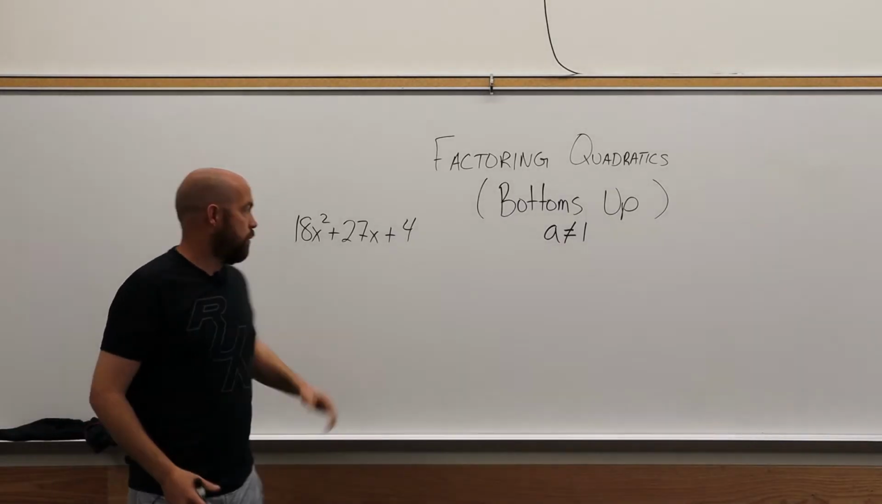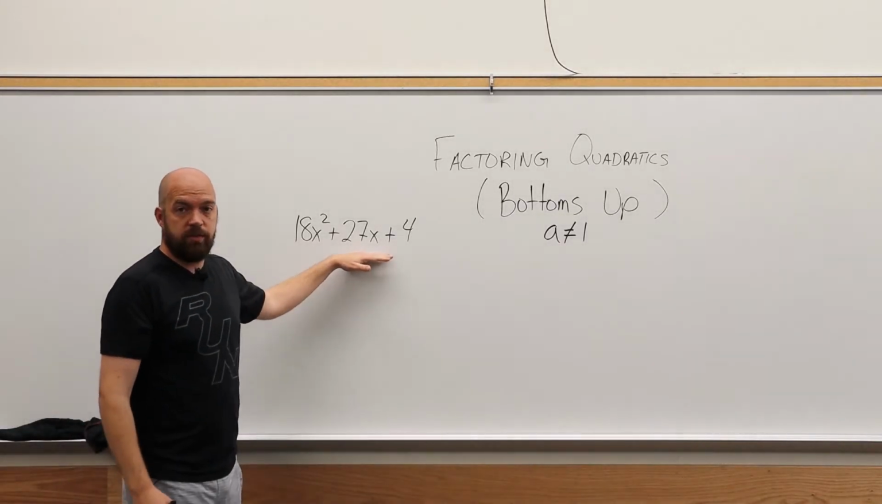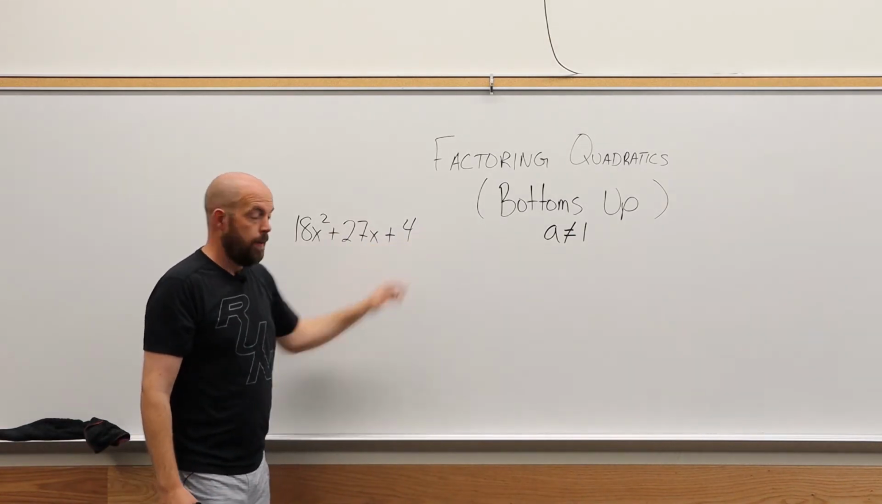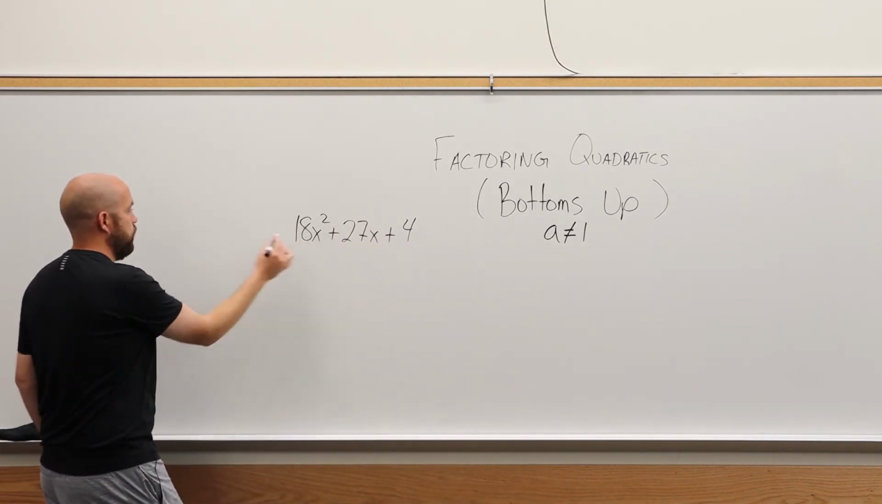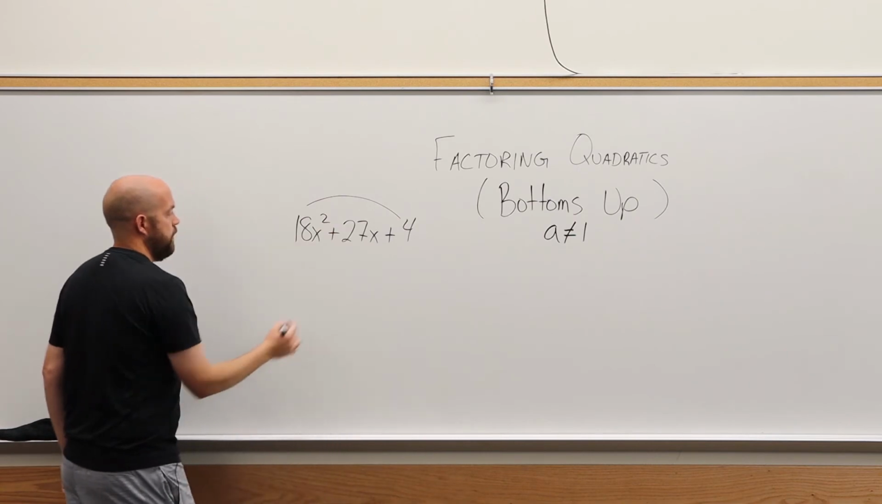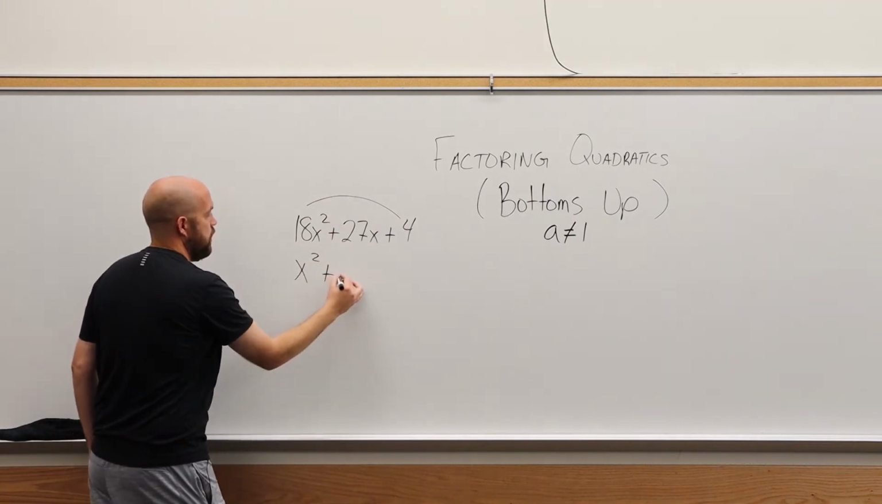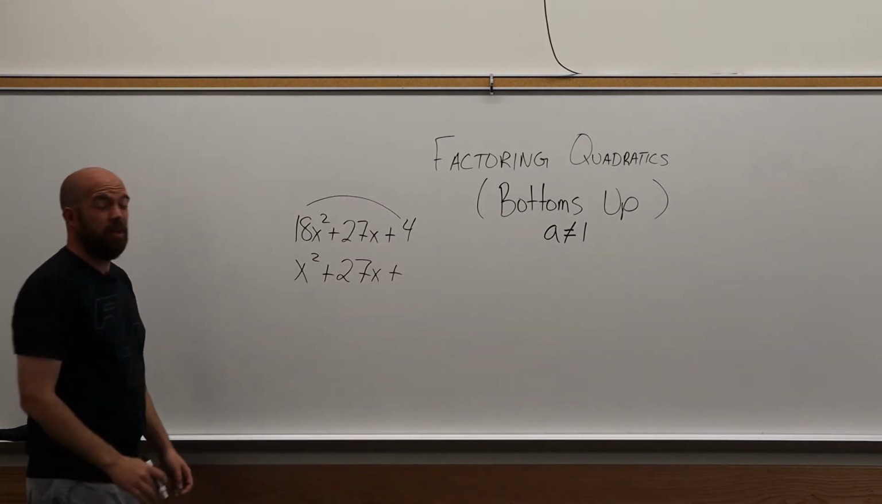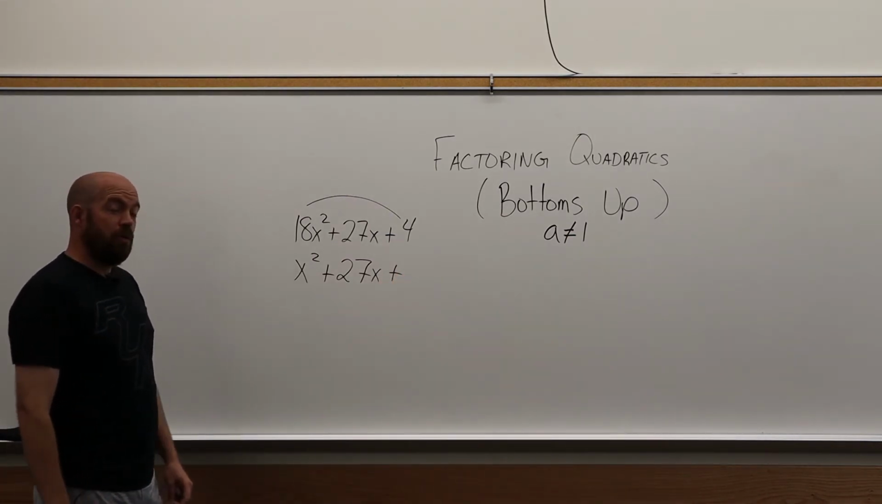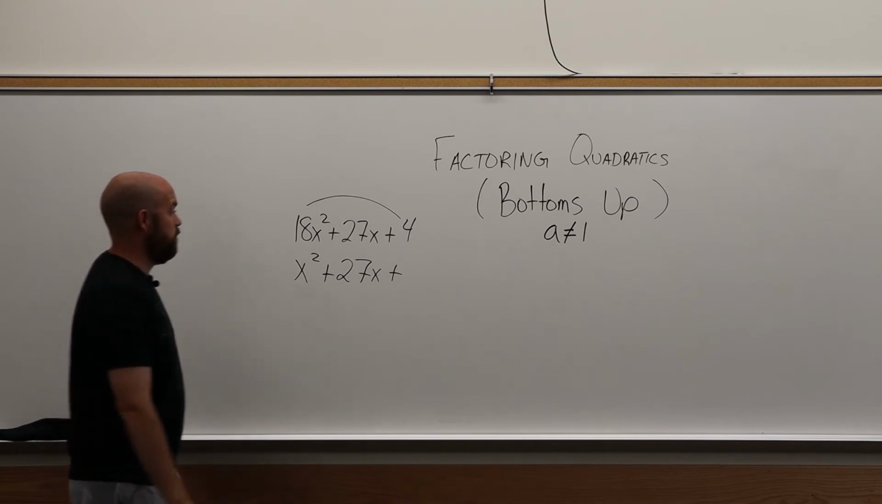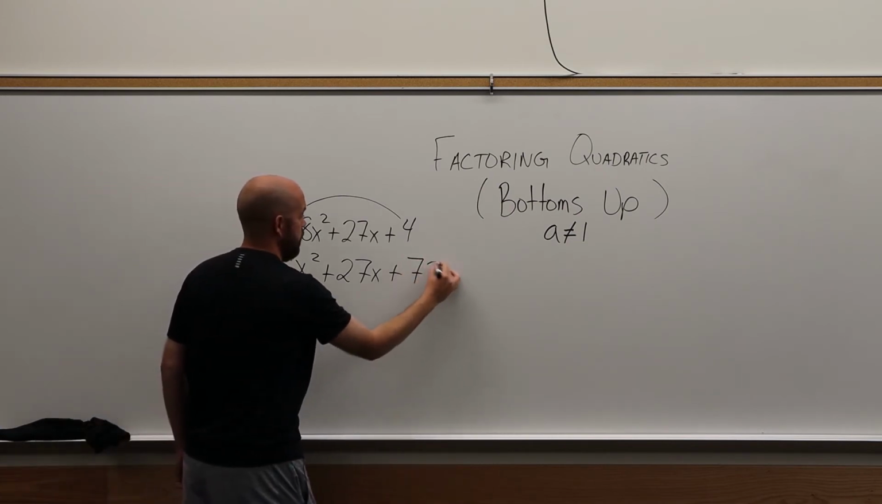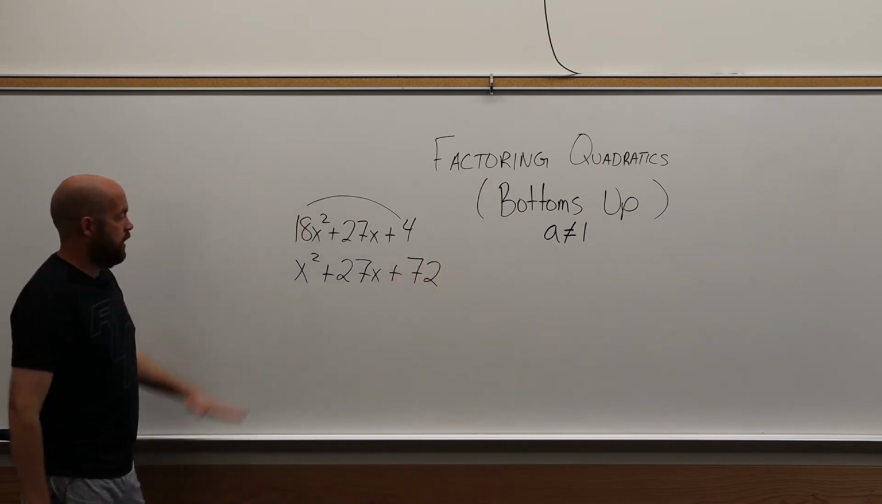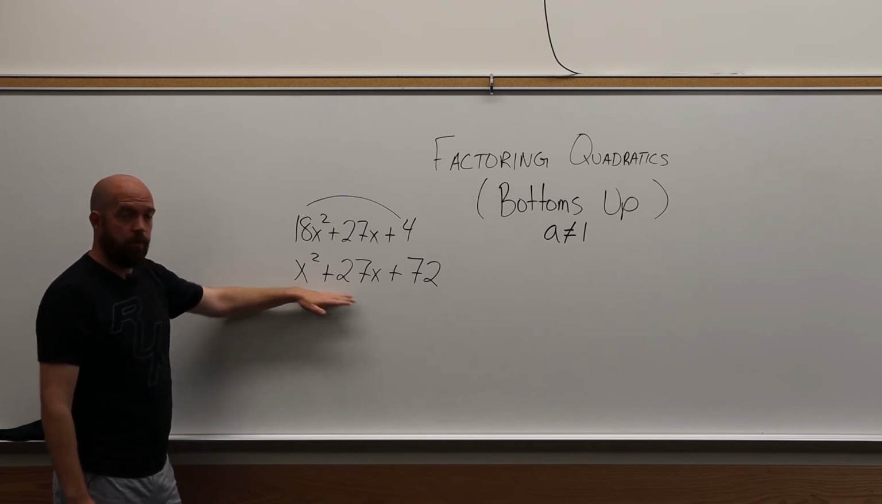Okay, here we go. We got another one. 18x squared plus 27x plus 4. So I'm going to do my illegal move right off the bat. So I have x squared plus 27x plus, I gotta think, 20 times 4 is 80, minus 8 would be 72. There we go. Now I would do my x factor.